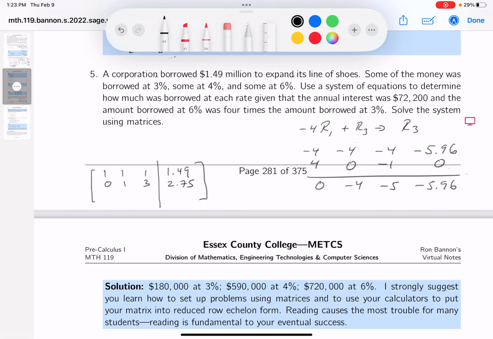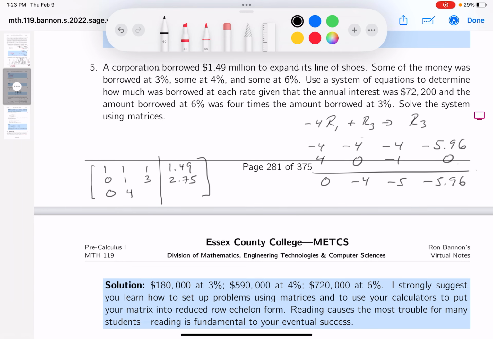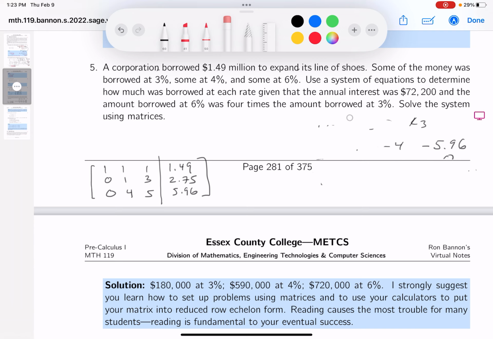And again, I'm multiplying by minus 1. What do you get? 0, 4, 5, and 5.96. All right, get my eraser out. This is going now, and I think I'm getting really close to an answer. What I'm going to do is minus 4, row 2, plus row 3, and give it to row 3. Let's put that down.